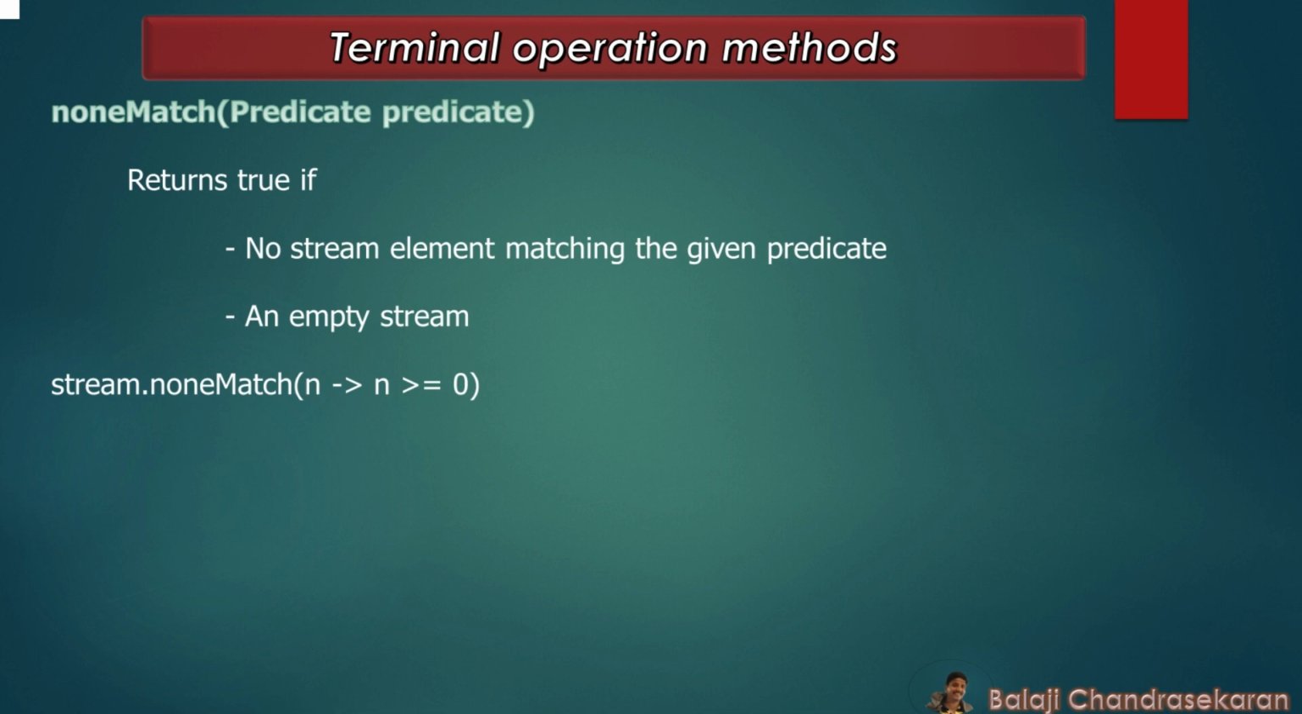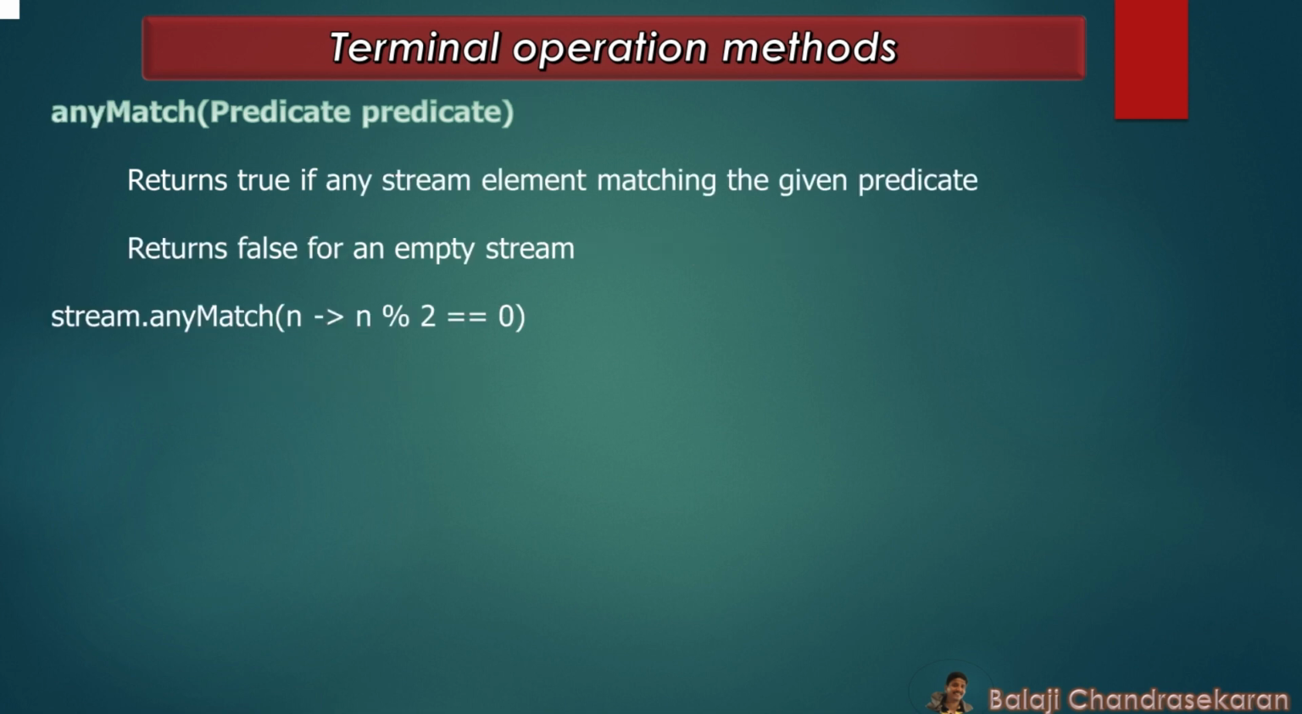The anyMatch method in Java streams is a terminal operation that checks whether any element in the stream matches the given predicate. It returns true if at least one element of the stream satisfies the predicate. In this example, the anyMatch method checks if there is at least one even number in the stream of integers. If the stream is empty, the anyMatch method returns false because there are no elements to evaluate.